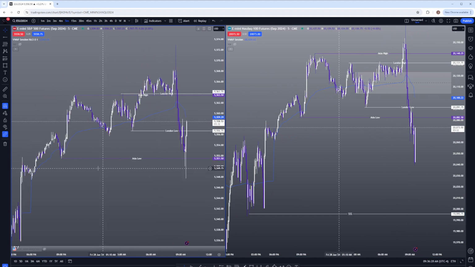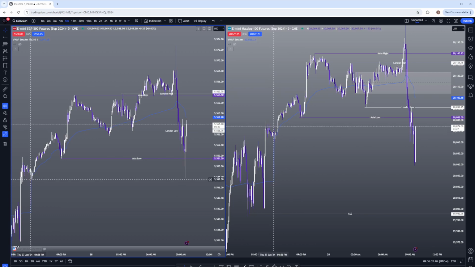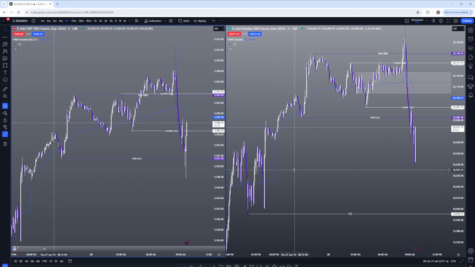Let's look down here. Doesn't look like we have too much divergence here. We've got one divergence with this low all the way down here that NQ took out and ES hasn't.